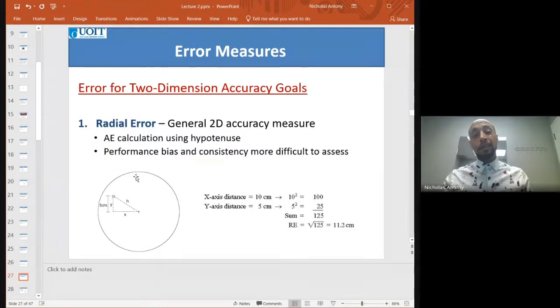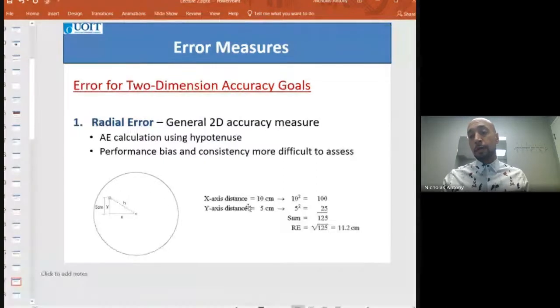And then if it is like darts or golf, where they have a two-dimensional spatial thing like this, you can look at radial error. It's the same thing, you're looking at distance, but you would be taking the distance from the goal and then using that in the absolute error calculation.